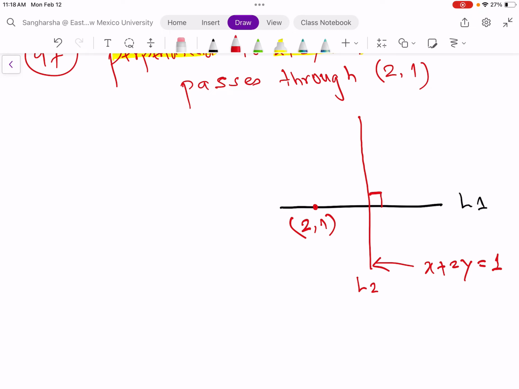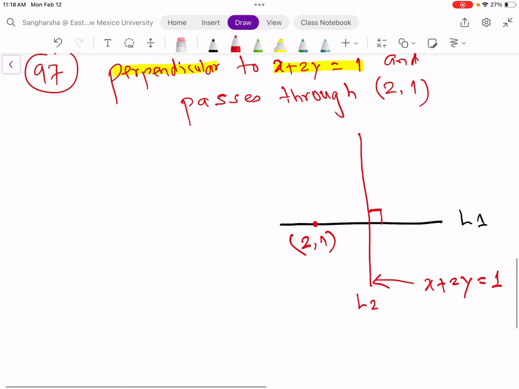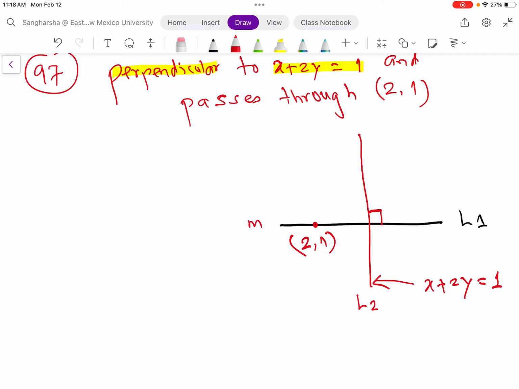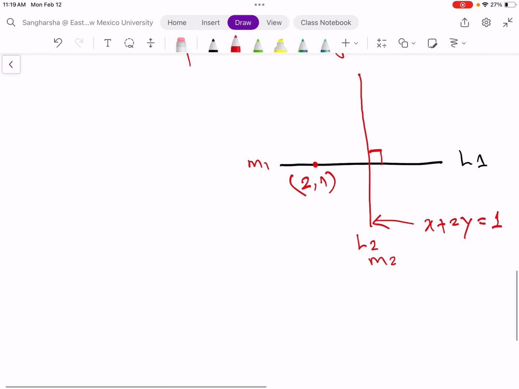Or the other way is that the slope of line 1 is the negative reciprocal of the other line. Okay, that you can also use. So if you have two perpendicular lines, then the product of the slopes is always -1. Let's call the slope of line 1 m1 and the slope of line 2 m2. When you multiply m1 and m2, we get -1 every time if the two lines are perpendicular.